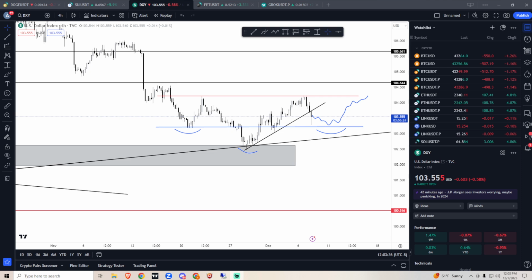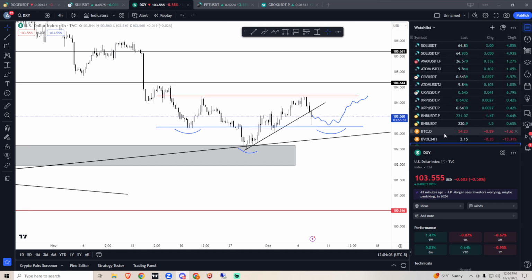Okay. That being said, I will go into what I look for when I look for plays, how to find the entries. I won't be going over explanations on what something is if it's going to be too long. Okay, I've gone over this a few times. So let's start by going over really quickly the dollar index and Bitcoin dominance.